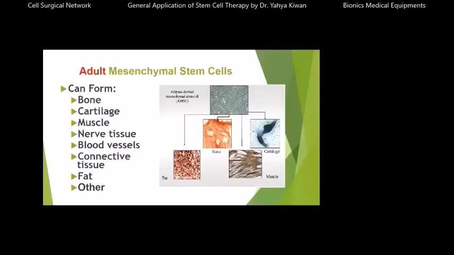So what is the differentiation of the adult mesenchymal stem cell? They can form bone, cartilage, muscle, nerve tissue, blood vessel, connective tissue, fat, and other tissues.